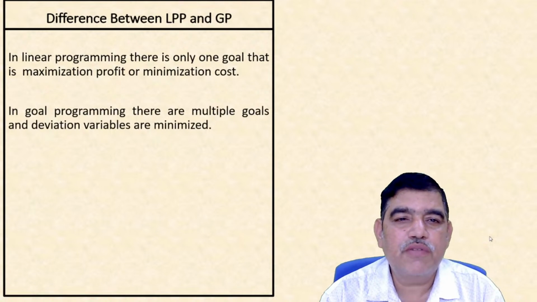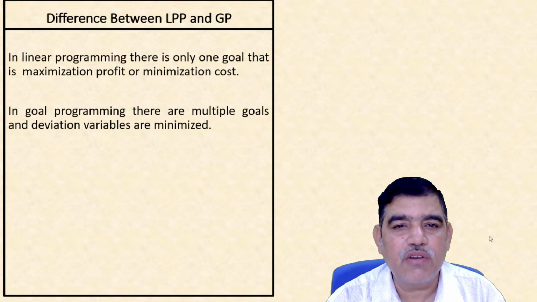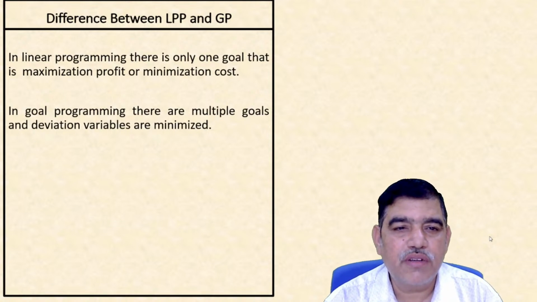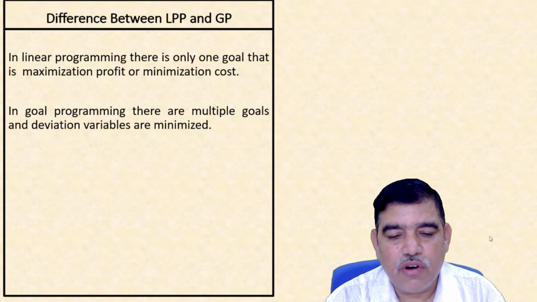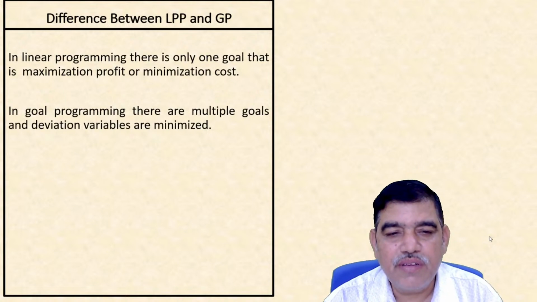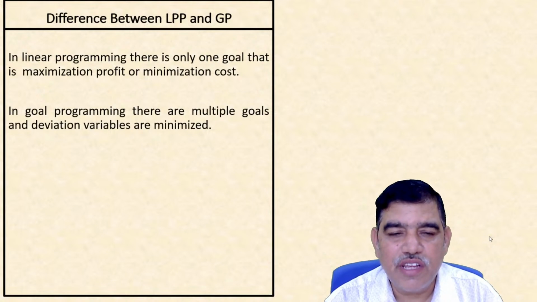Then what is the difference between LPP and GP, goal programming? In linear programming, there is only one goal, that is, maximizing profit or minimizing cost. But in goal programming, there are multiple goals and deviation variables are minimized. Already you know in LPP, there is one objective function and a number of constraints. The constraints may be represented as less than or equal to, or greater than or equal to.